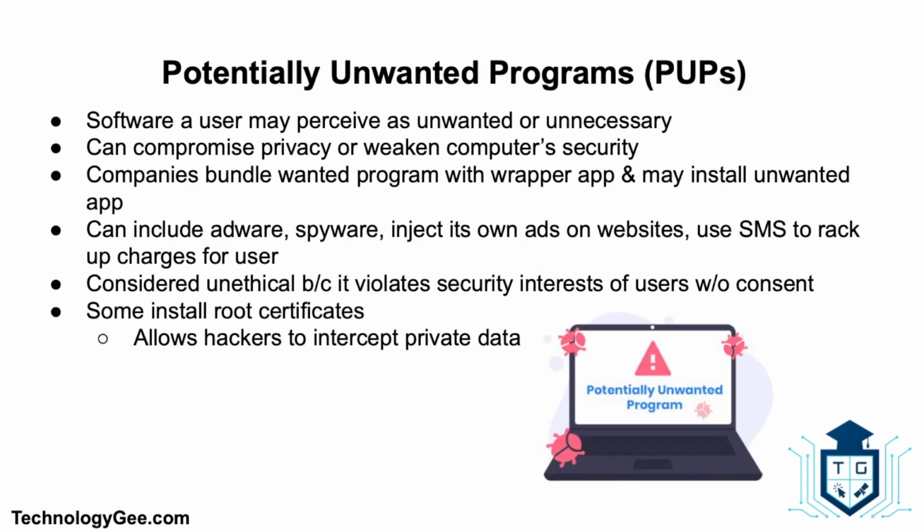Next, we have potentially unwanted programs, also known as PUPs. A potentially unwanted program or potentially unwanted application is software that a user may perceive as unwanted or unnecessary. It is used as a subjective tagging criterion by security and parental control products. Such software may use an implementation that can compromise privacy or weaken the computer security. Companies often bundle a wanted program download with a wrapper application and may offer to install an unwanted application, in some cases without providing a clear opt-out method.